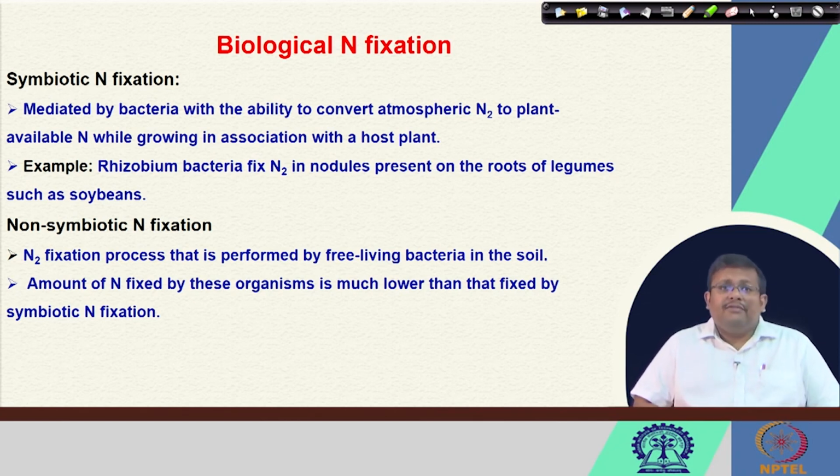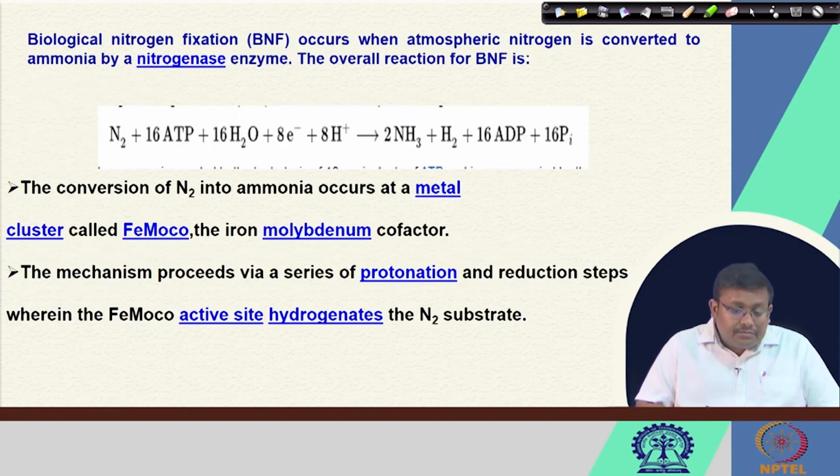The other type of biological nitrogen fixation is non-symbiotic nitrogen fixation. In this process, nitrogen fixation is performed by free living bacteria in the soil, and the amount of nitrogen fixed by these organisms is much lower than that fixed by symbiotic nitrogen fixation. So, obviously, symbiotic nitrogen fixation has more importance than non-symbiotic nitrogen fixation.